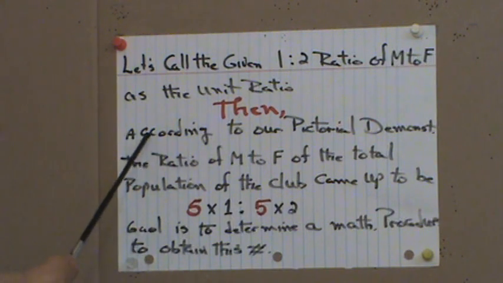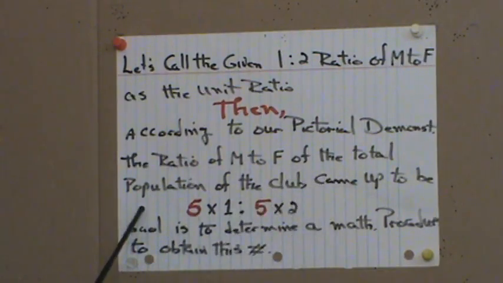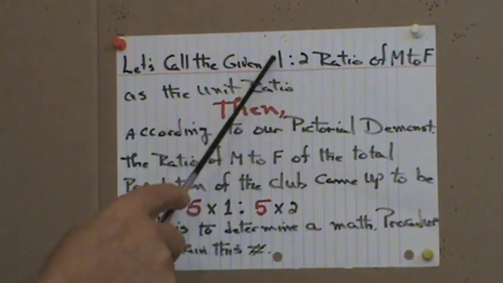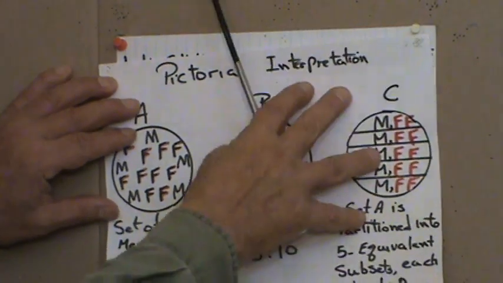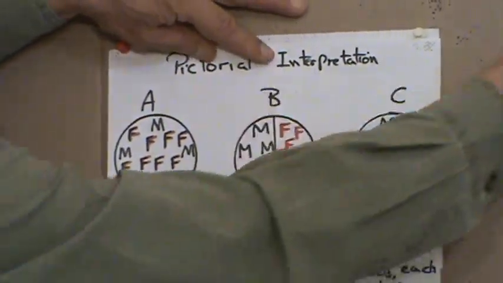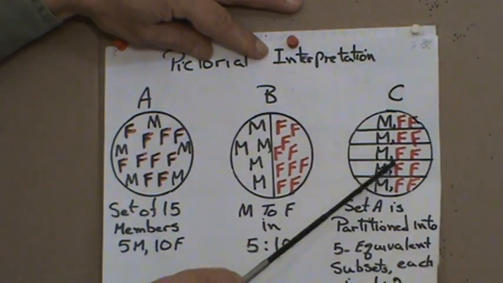Then according to our pictorial demonstration that I have here from the previous lecture, the ratio of male to female of the total population of the club came out to be 5 male, 5, with 1 standing for male, and 5 times 2, which is 10 what? 10 female, because there is a ratio of 1 to 2. Do you follow me? Now, the demonstration was this, if you may recall from the previous lecture. Let me hold it up. And it is more explicit in the other lecture that I have given.